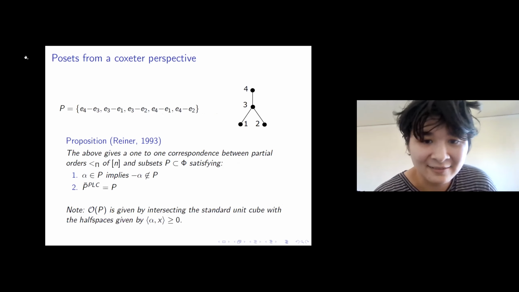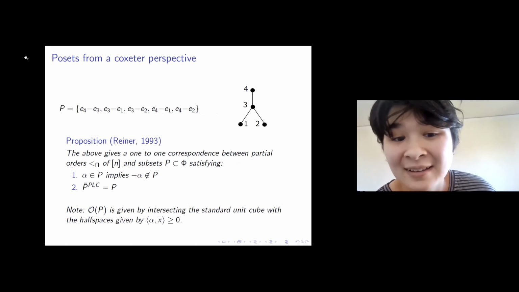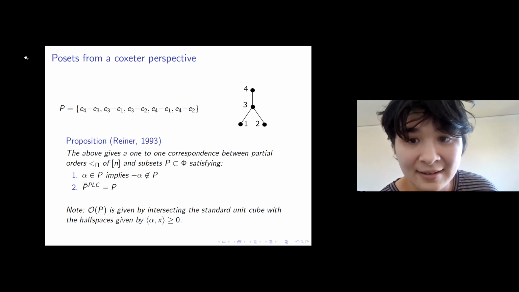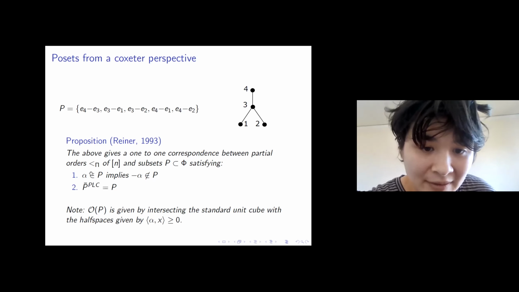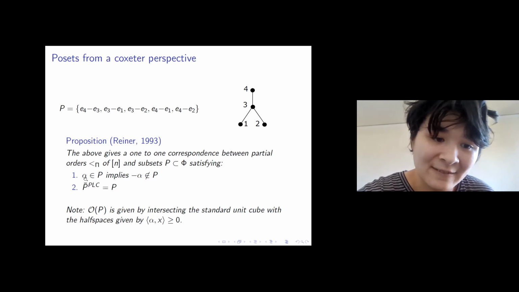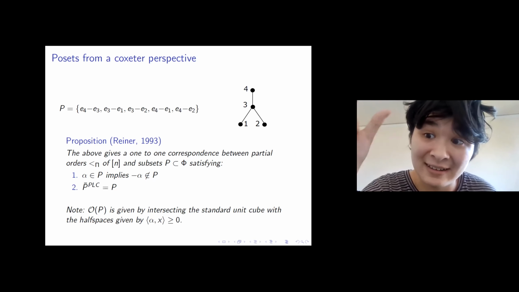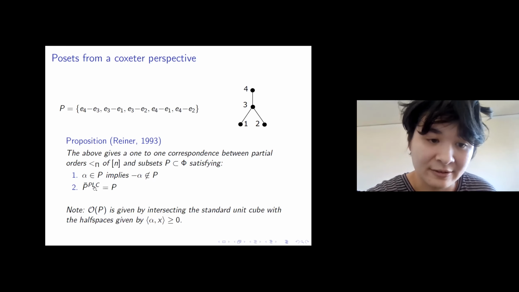Okay, so in 1993, Reiner gave a description that gives a one-to-one correspondence between posets on n and subsets of the type A root system on n that satisfy a certain number of properties. First of all, if you have a root in there, you can't have the negative version of that root in there. And then also, it's already closed, so the positive linear closure of it is itself.